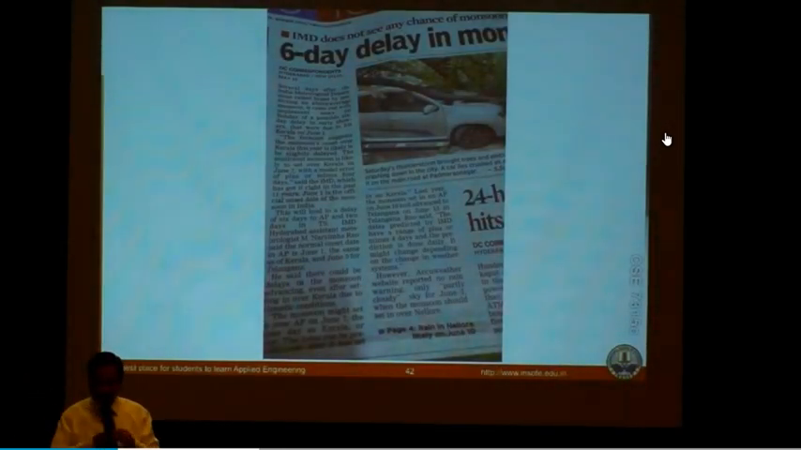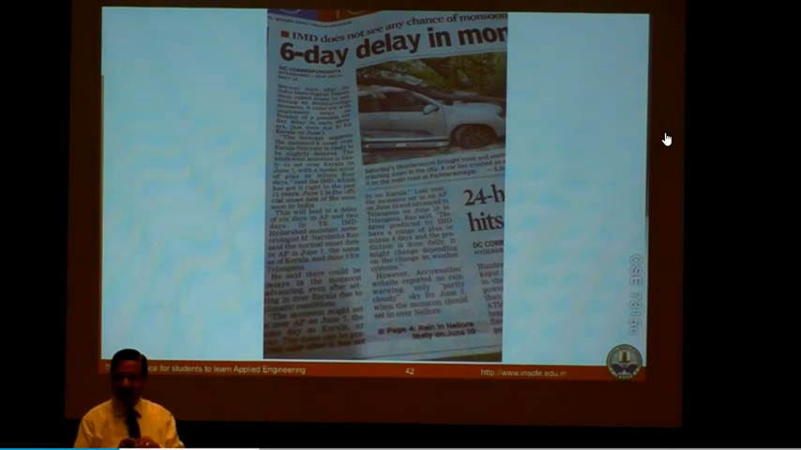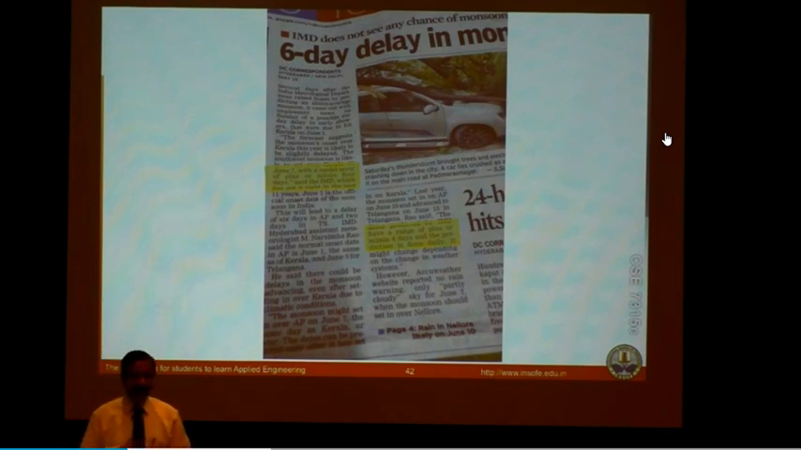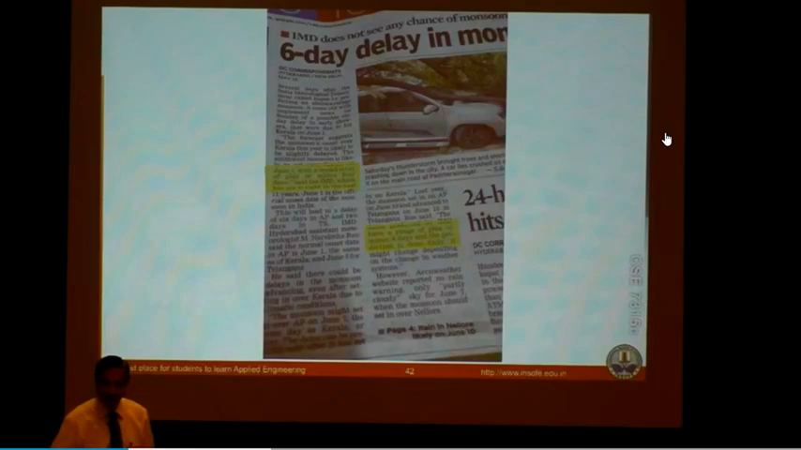So anyway, we see this all the time. We just didn't realize that we have been seeing confidence intervals all the time. 6-day delay in monsoon. The monsoon is likely to set over Kerala on June 7th with a model error of plus or minus 4 days. Whenever you see those plus or minus, they are talking confidence intervals. Whenever you see the words margin of error, you are talking confidence intervals.